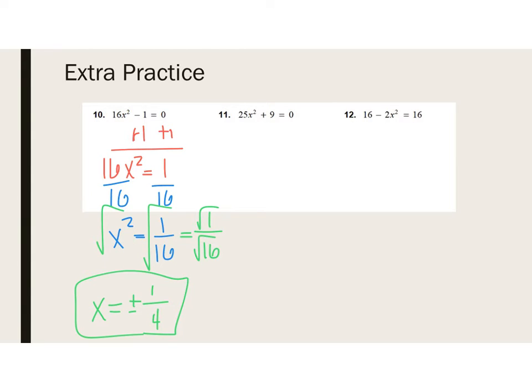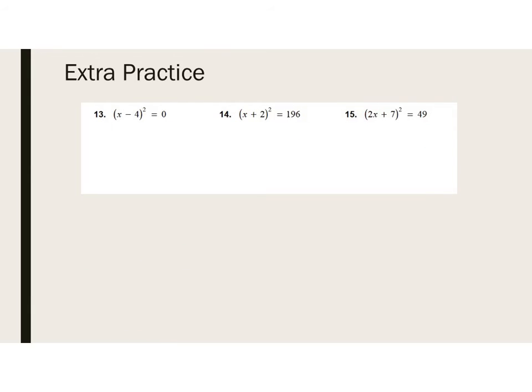Okay. If you want to go ahead and work these out, you're welcome to. I believe for number 11, you're going to get no real solution because you're going to be square rooting a negative. And then for number 12, I'm pretty sure you're going to get x equals 0 because you're going to be square rooting 0. But work those out and make sure that I'm correct there. All right, so up next we're going to start with 13. You'll notice these look totally different, okay?